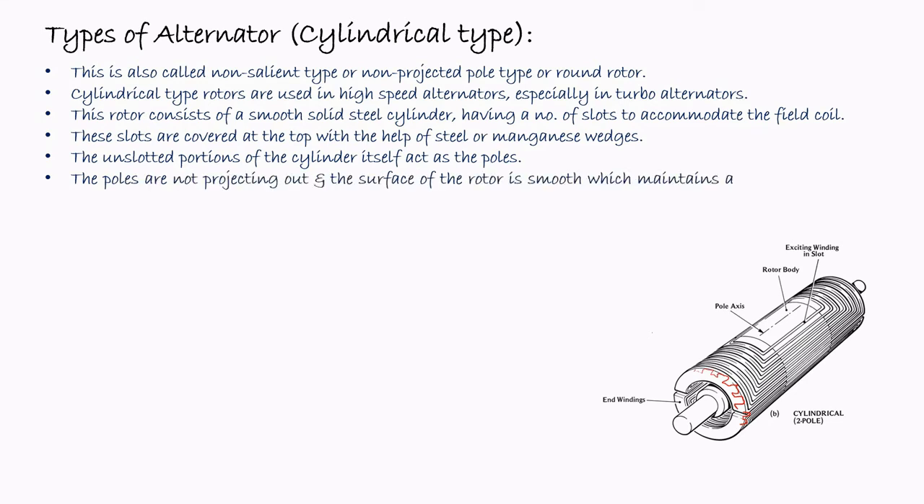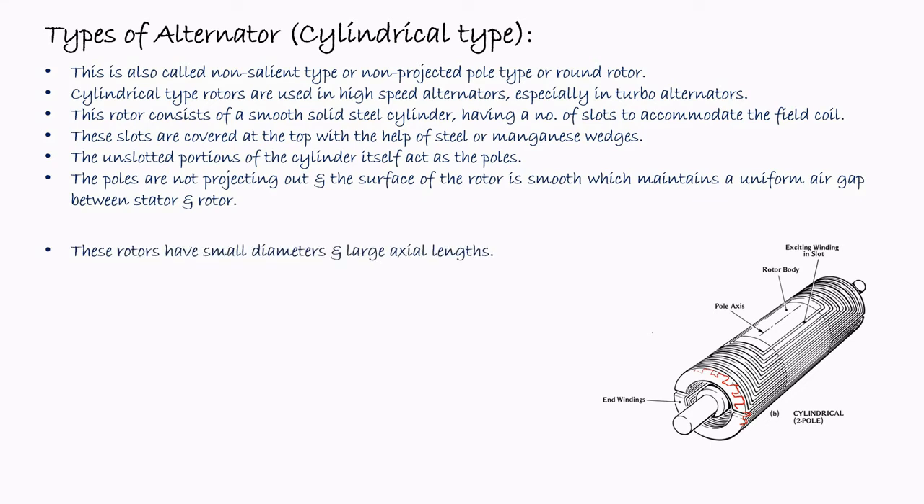The poles are not projecting out and the surface of the rotor is smooth, which maintains a uniform air gap between stator and the rotor. So this rotor has small diameter and large axial length. As we can see the structure here, the axial length of this rotor is generally very high, whereas the diameter is small compared to the salient type rotor.